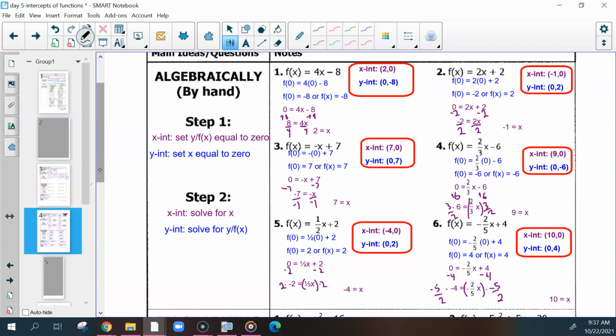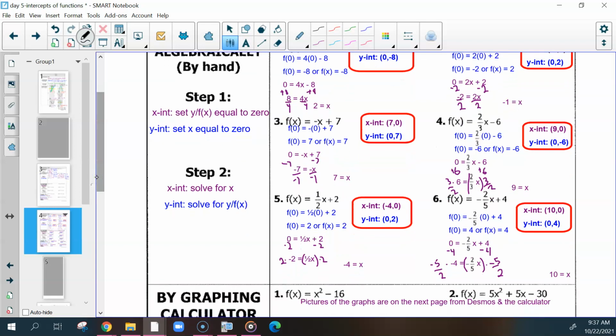So number 2, your x-intercept should have been negative 1, 0. Your y-intercept was 0, 2. Number 5, your x-intercept was negative 4, 0. Your y-intercept was 0, 2. For 6, your x-intercept was 10, 0, and your y-intercept was 0, 4. Do we have questions on any of those 3?